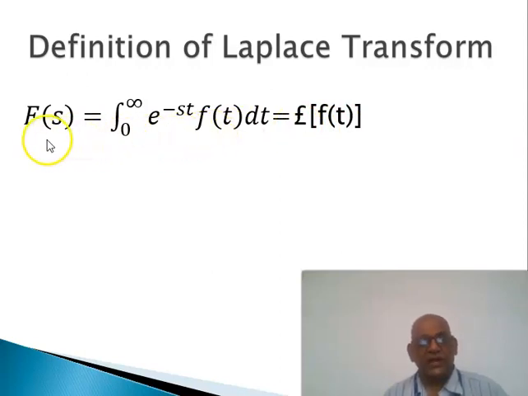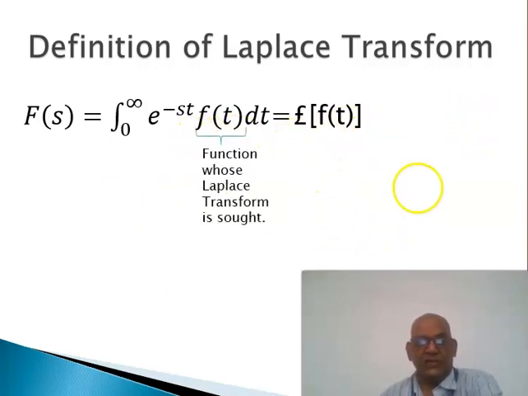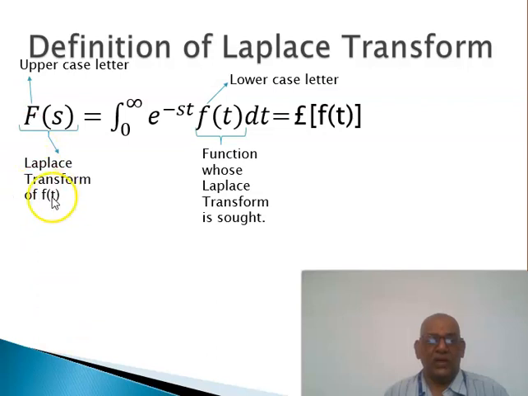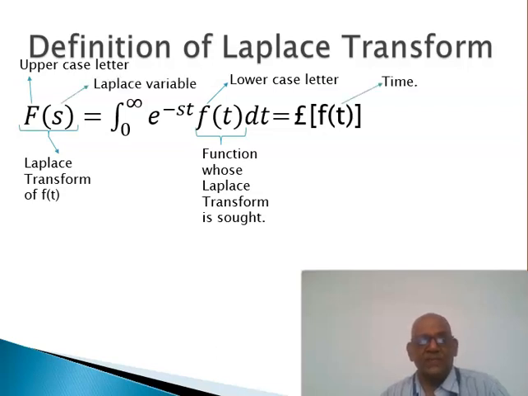Once you do this, the result will be in terms of the variable s, and so we say this F of s is the Laplace transform of f of t. So this f of t is the function whose Laplace transform is sought. You multiply it with e power minus st, then integrate between 0 to infinity with respect to t, and you get the Laplace transform of f of t. Typically, you use lowercase letters to indicate time domain functions, and uppercase letters to indicate the Laplace transform domain. Lowercase f is the time domain function, uppercase F is the Laplace domain function. So this is the Laplace variable, this is time.